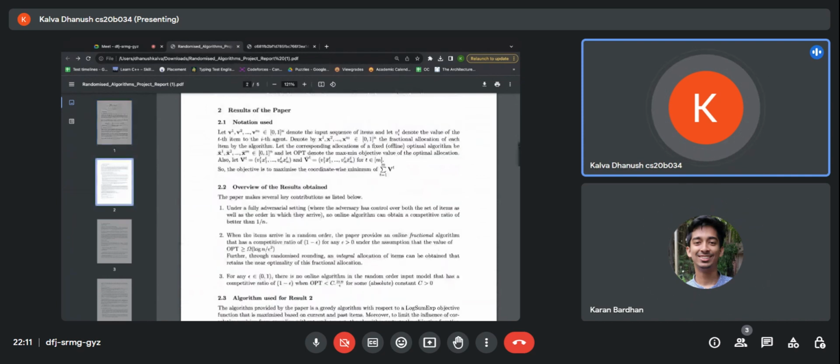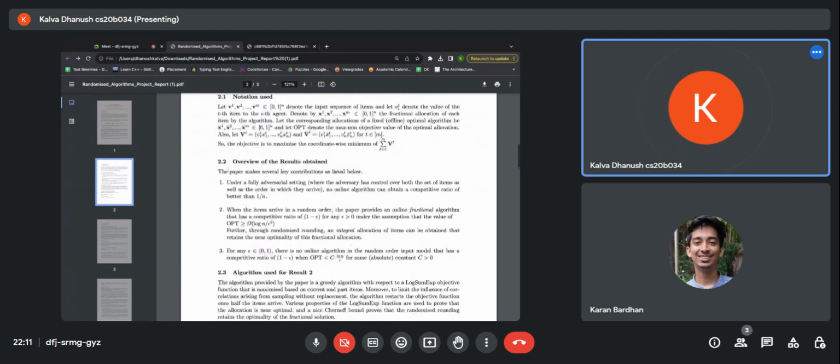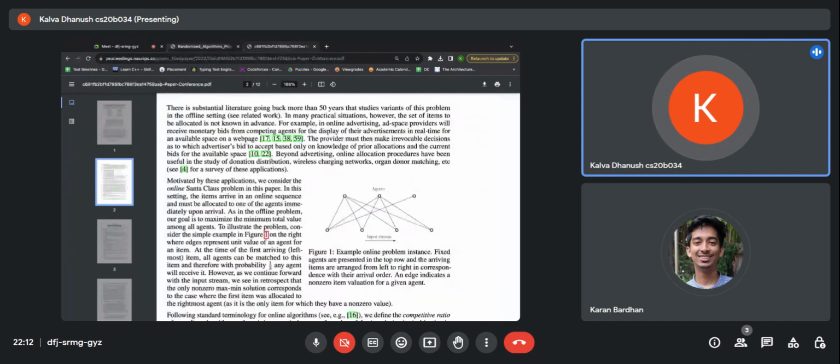So the paper we covered came up with pretty good bounds. They obtained three key contributions. The first one is, if it's a fully adversarial setting, where the adversary can control both the items we get as well as the order in which the items arrive, then there is no online algorithm that can obtain a competitive ratio of better than 1 by n. This is proved with a very simple example, as given in the paper itself.